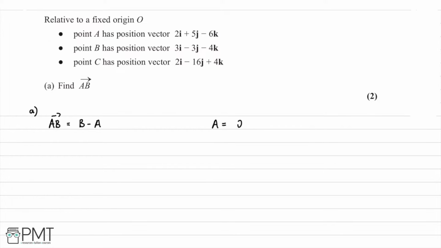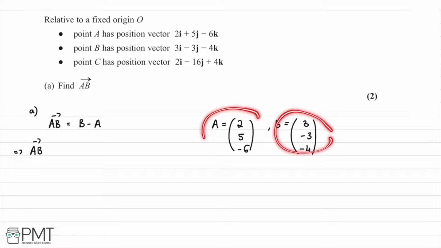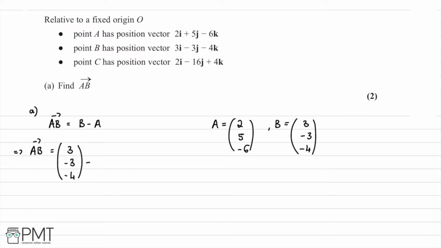So we have that A is (2, 5, -6), and B is equal to (3, -3, -4). So therefore, we can say that the vector AB is going to be equal to our vector B minus our vector A. So we'll have (3, -3, -4), we put that in brackets, and then we're going to subtract A, which is (2, 5, -6). So then now we just do the subtraction of each line effectively.